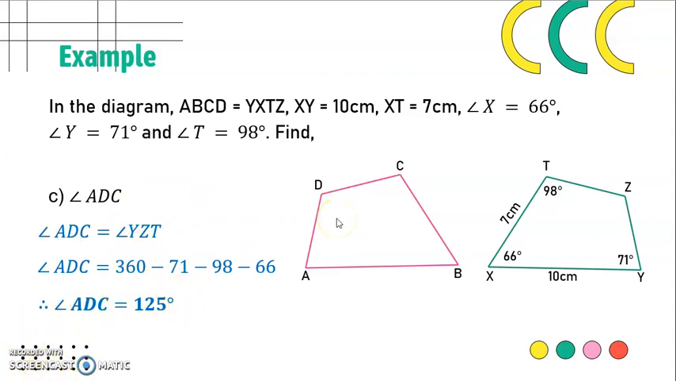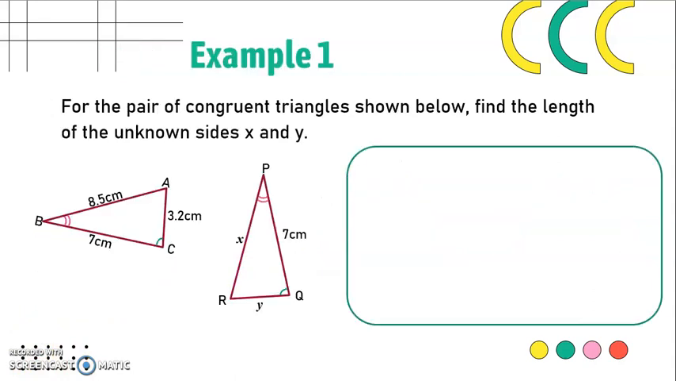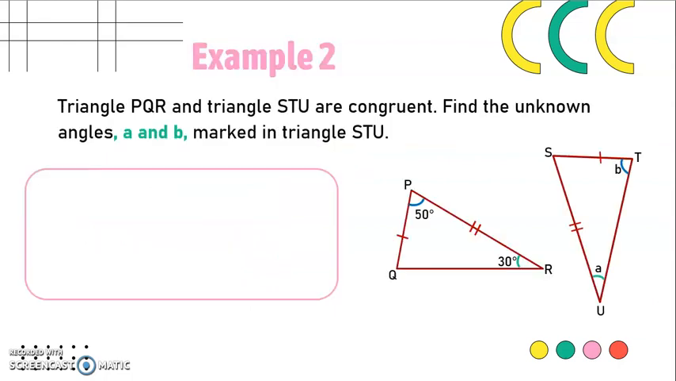Alright, so let's proceed to example 1 inside your notebook. For the pair of congruent triangles shown below, find the length of the unknown sides X and Y. So you have to find these two lengths by referring to this triangle. So now please pause this video and solve example 1. Okay, so once you finish, please proceed to example 2.